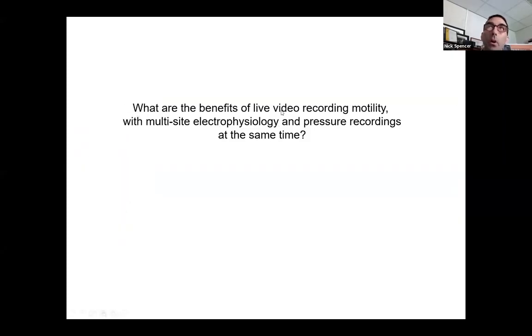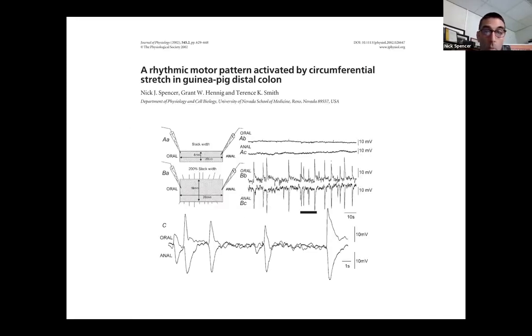So what are the benefits of live video recording? Couldn't you just do this with what was done before? The answer is no. And I'm not aware of anyone that's done this before. So with multi-site electrophysiology and multi-site pressure recordings, it gives us a tremendous opportunity to see what's really going on.